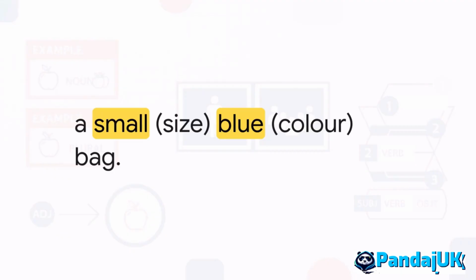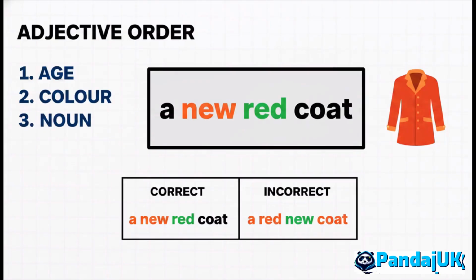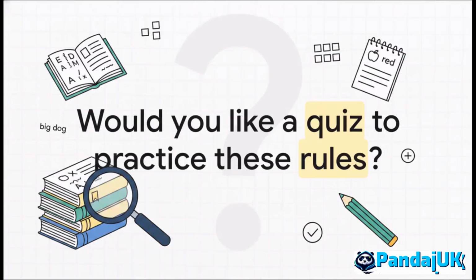Here's another one, a small blue bag. As you can see, it follows the exact same order. Age also comes before color, so we'd say a new red coat. It's actually really logical. You have the tools now. Look around you. How many adjectives can you use to describe what you see?